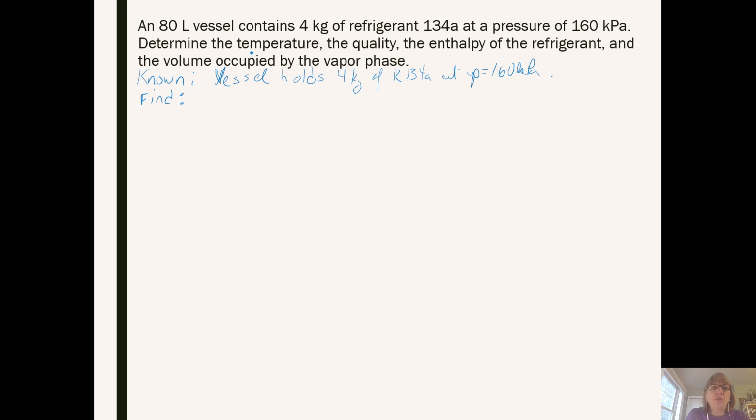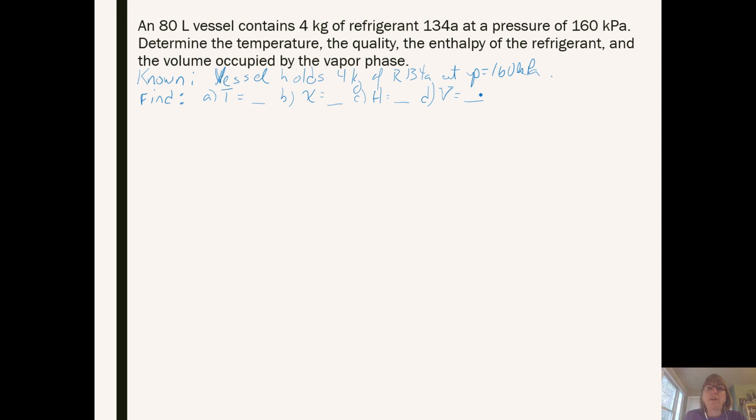And here we want to find 4 different things, right? A, we want to find the temperature. B, we're looking for the quality. C, we're looking at the enthalpy. And D, we're looking at volume. Those are the quantities we want to find.